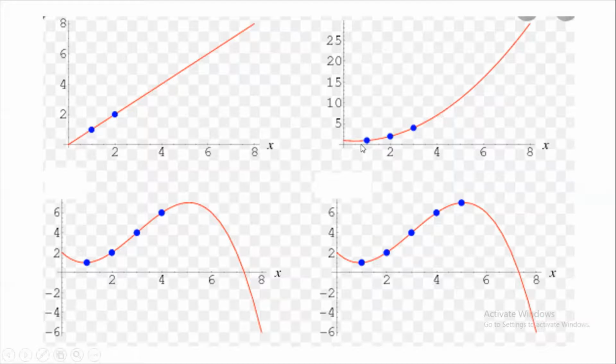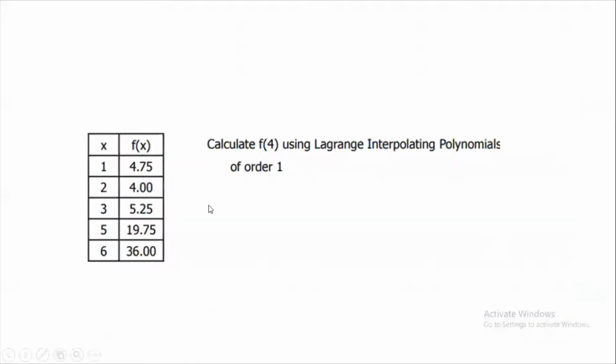You have 3 data points here. You have a cubic interpolation. You have 4 points here, 4 data points here. Okay, so you can see here, linear, quadratic, cubic, and 4th order. Okay, I repeat, linear, quadratic, cubic, and 4th order. All right, so now let us go to an example.